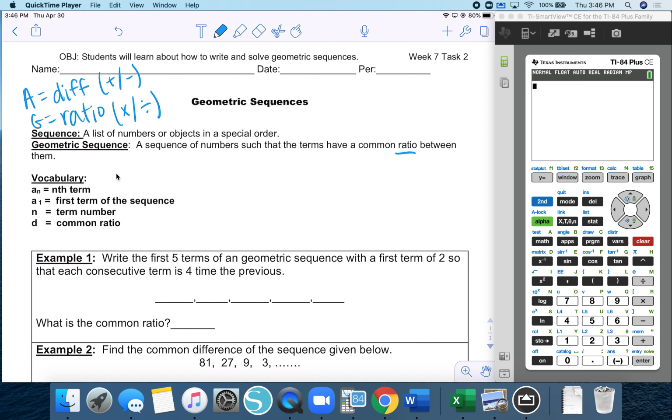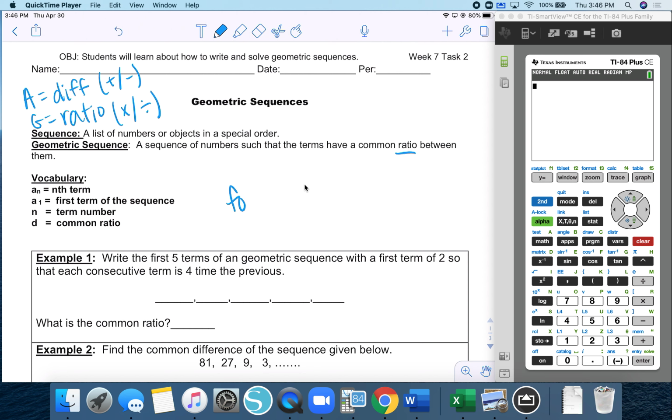So in this, vocab is very similar. A to the n is the nth term. A to the 1 would be the first term. N is my term number, and D is my common ratio. So this vocab is very similar to what we saw in week 7, task 1. I'm not going to go over that, so if you haven't watched that video, go watch that one before this one.